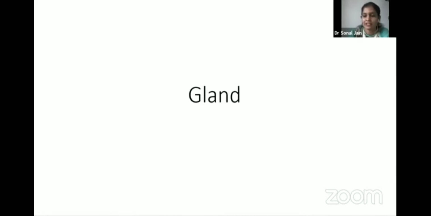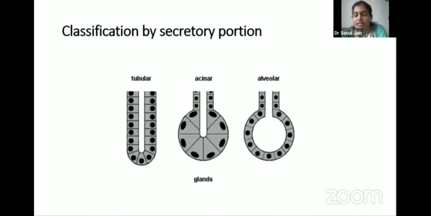On the site of secretion, you know all that, exocrine and endocrine glands. These glands are classified according to the site of secretion, exocrine and endocrine. Exocrine means through a duct. An example is the salivary gland. Endocrine means into the bloodstream, for example the thyroid. According to the number of cells, they are unicellular and multicellular. A unicellular example is the goblet cell. The rest are multicellular.